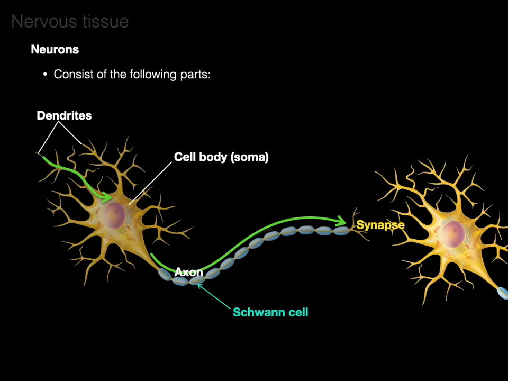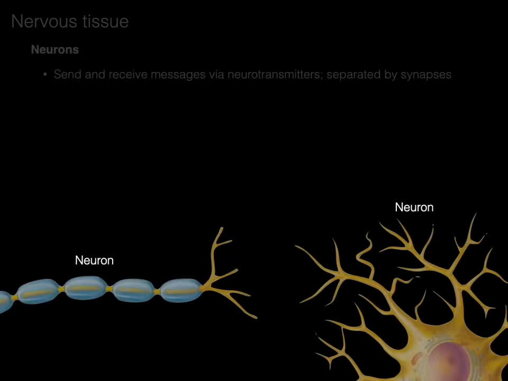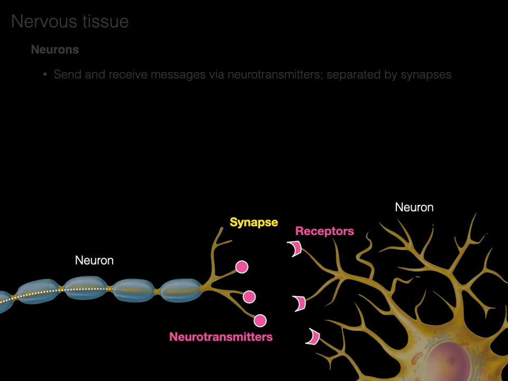And the synapse is the space between that neuron and an adjacent neuron or functional tissue. So neurons send and receive messages via neurotransmitters. And neurons are separated by synapses. So there's one neuron on the left and another neuron on the right. And the synapse is both a noun and a verb. It's a noun because it's the space between these neurons, but it's also a verb because you say it synapses, where the one neuron secretes a neurotransmitter that then binds to a receptor on the adjacent neuron or that postsynaptic membrane, which then causes an action potential to continue.